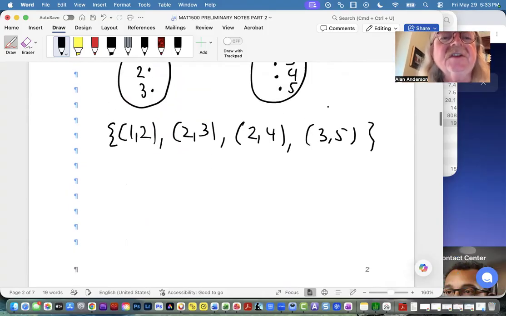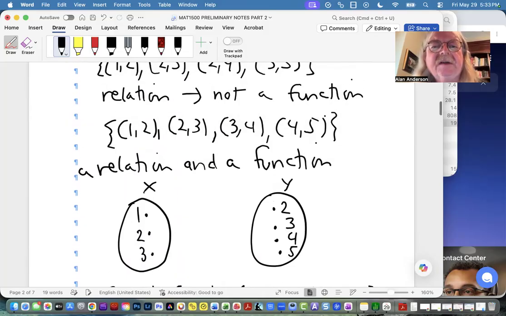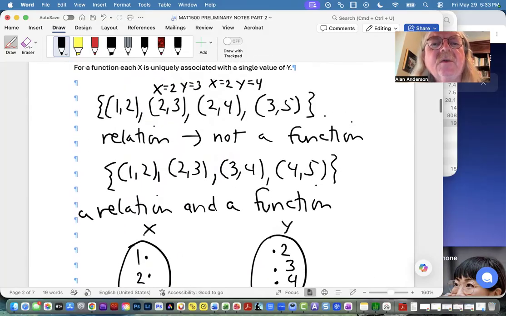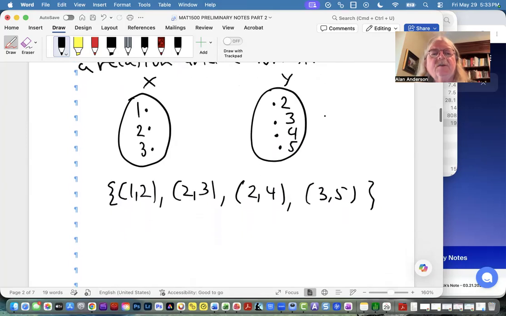It might be a little easier to see why with this type of graph. So what do we have? 1, 2, let me just double check. 2, 3, 2, 4, and 3, 5. So here's the problem. This x is associated with 2.